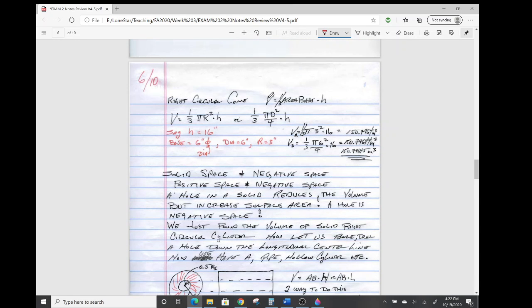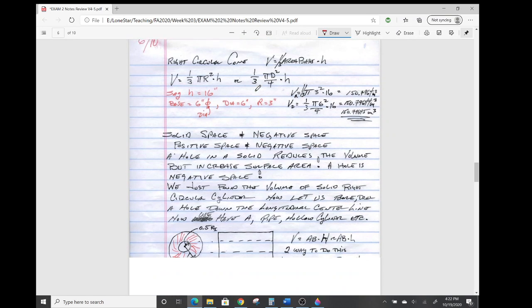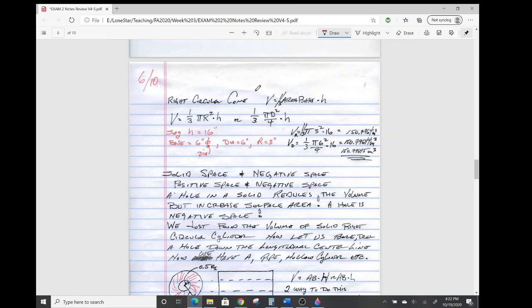The right circular cone. Now, what in the name of Zeus is a right circular cone? I should have drawn a picture over here. Well, I can draw a picture. A right circular cone. There's the height, which goes to the center of the circle. There's the radius, and it has a height.